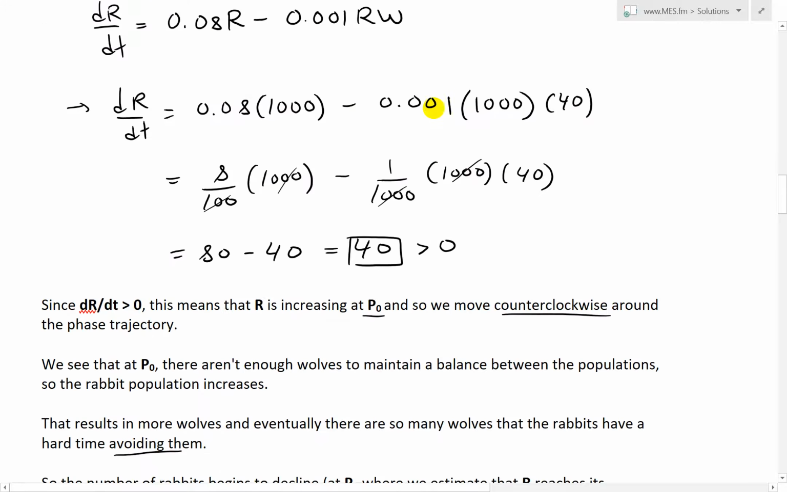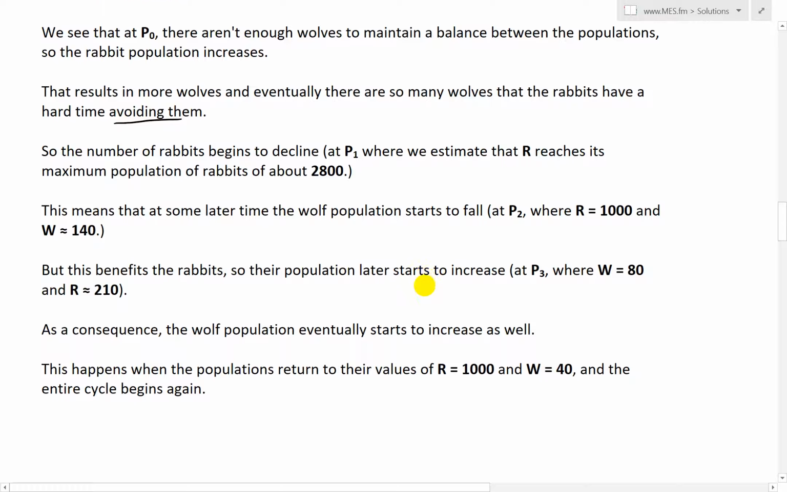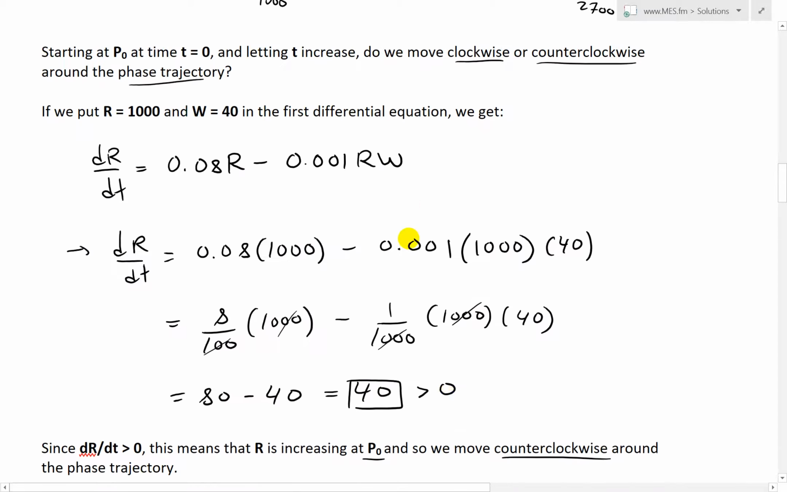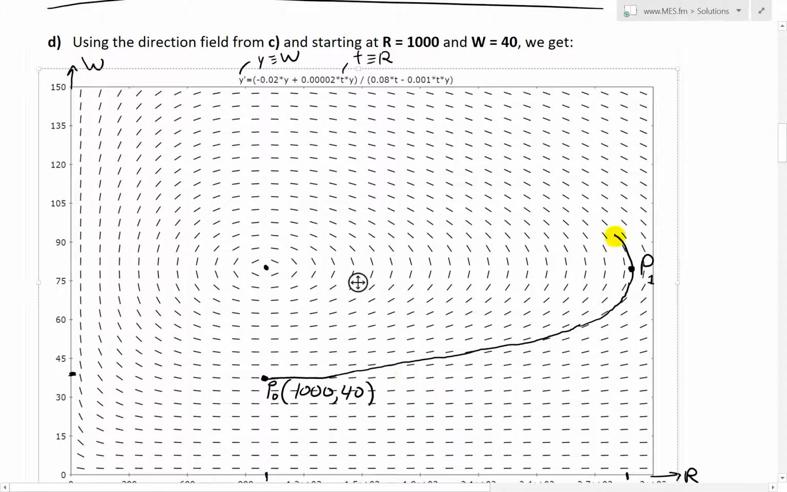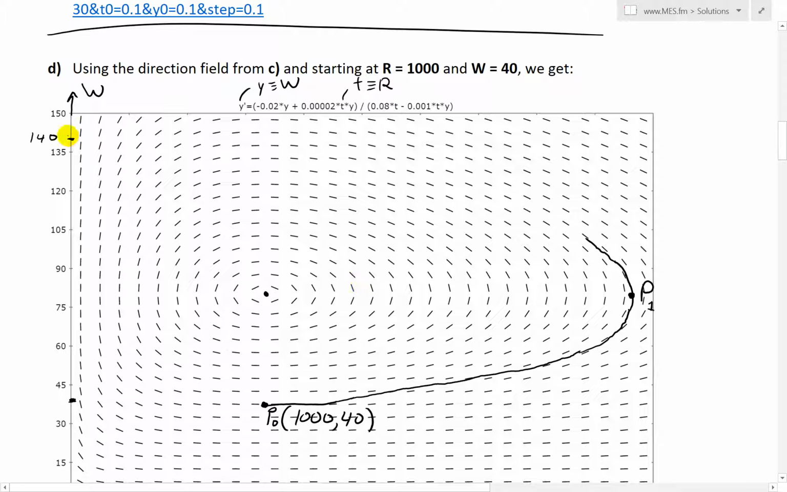And then the next step: the number of rabbits declines at P1, where we estimate that R reaches roughly 2,800. This means that at some later point the wolf population starts to fall, and it's at P2, where R is 1,000 and W is about 140. We can see that here when we follow this along. If this is 140, then 1,000 is somewhere here, and it does look like it's going there as well. So this mark right here, my calculus book has this as P2, and as you can see, this even follows it along.